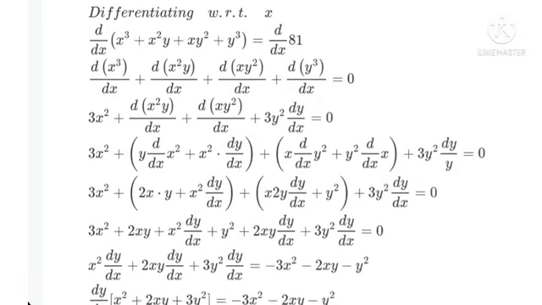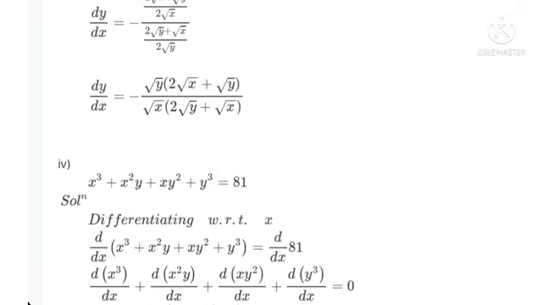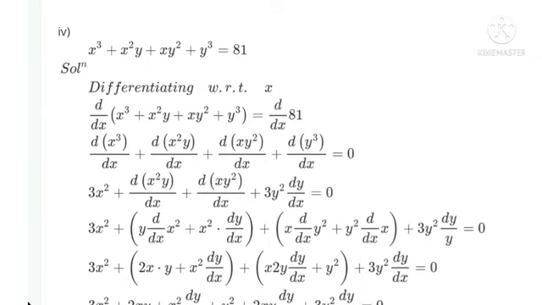Similarly, the fourth one, you solve the fourth one. See, it is easy, you can solve the fourth one yourself.